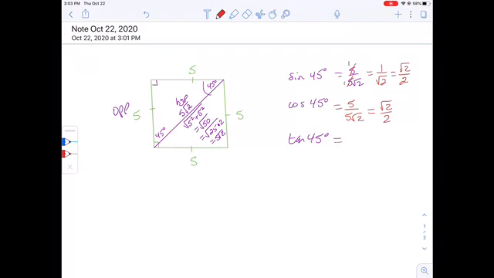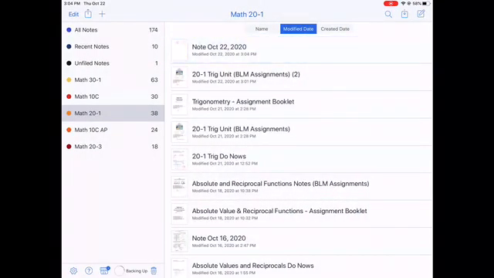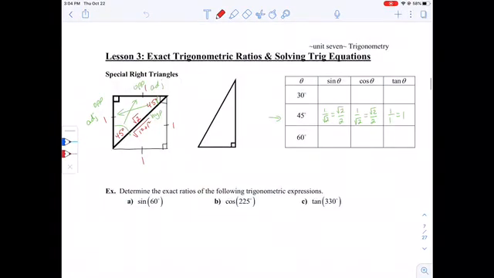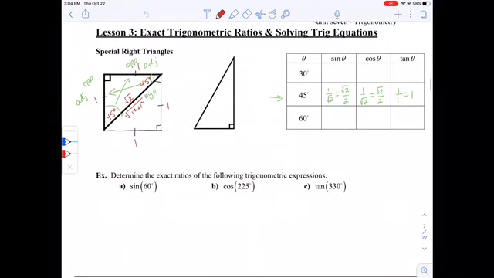And our tangent would be our opposite over adjacent, which would be 5 over 5 again, which would equal 1. Okay, so no matter how you slice it, those are our ratios for sine, cosine, and tan of 45. If we go back to our notes here, there they are. Now we either have to memorize those or memorize the triangle, and I find it easier to memorize the triangle, but we'll look at that again in a minute.